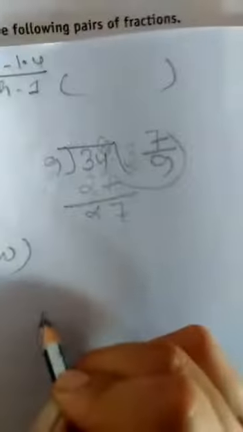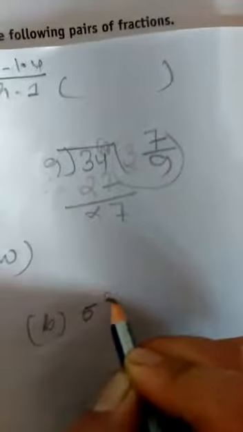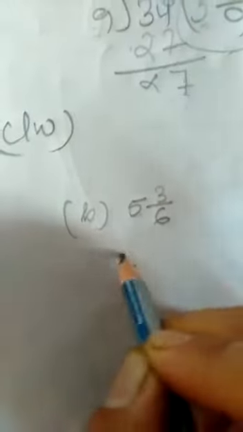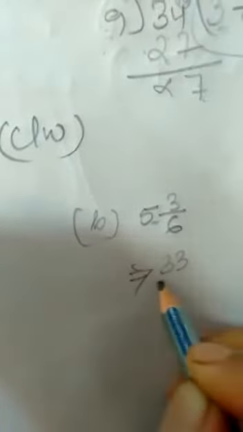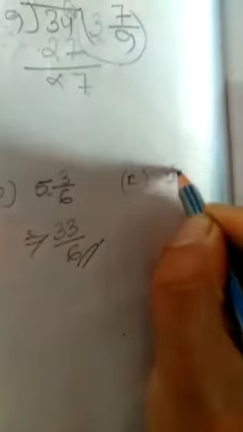So now question B, let's do question B here. 5 3 by 6. Multiply this: 5 6s are 30. 30 plus 3 will be 33 by 6, right? So number C, class work.